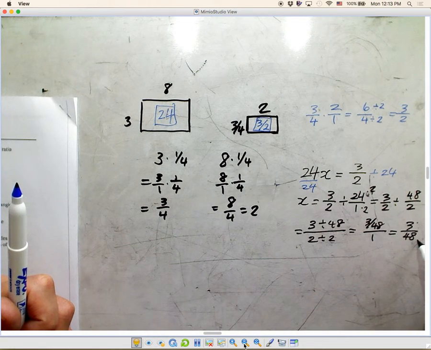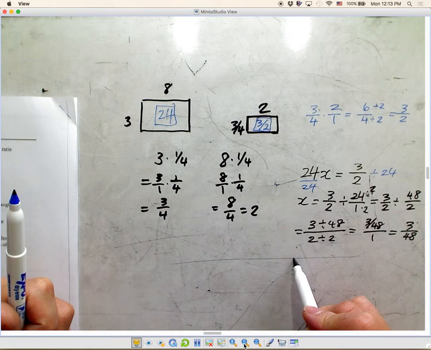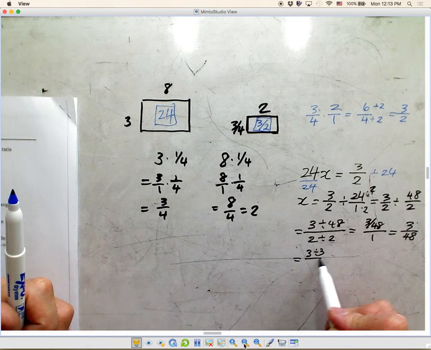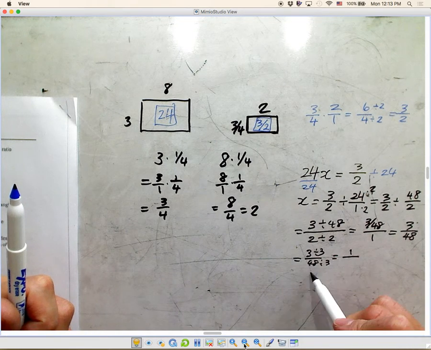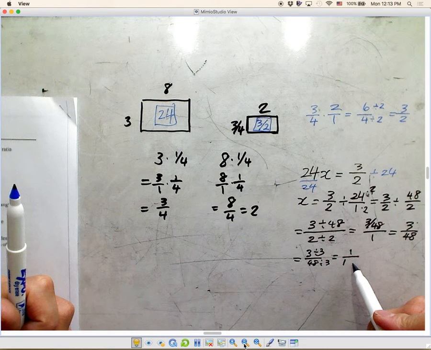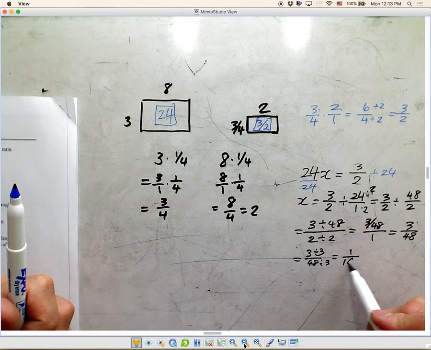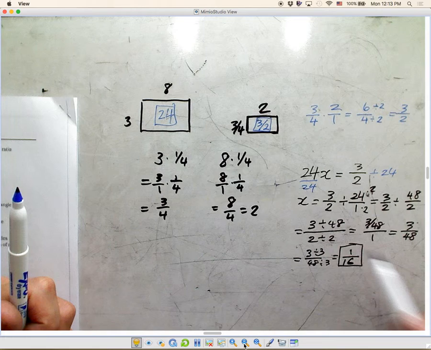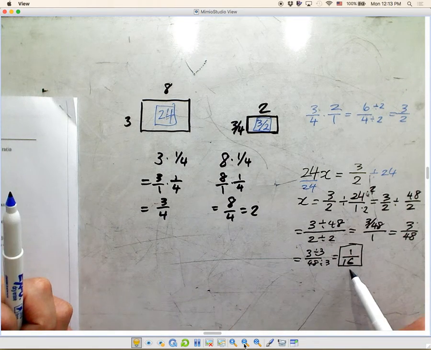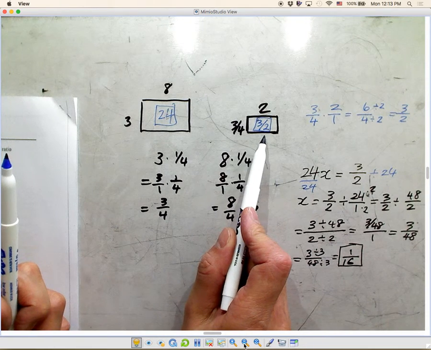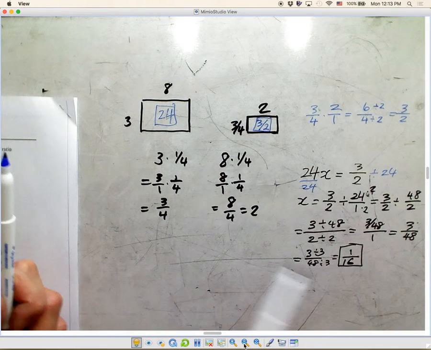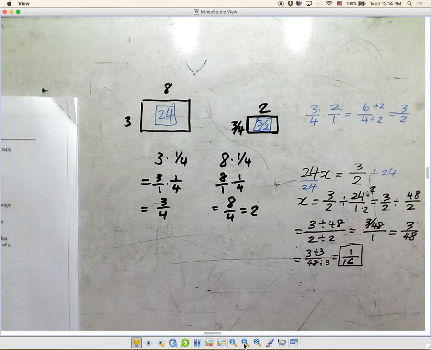Both numbers are multiples of 3, so you can divide by 3. So you'll get 1 over 16. Okay? So that number tells you that this rectangle is 1/16 of the big one. I actually told you the answer. I'm not supposed to tell you the answers, but anyways, yeah, this is it.